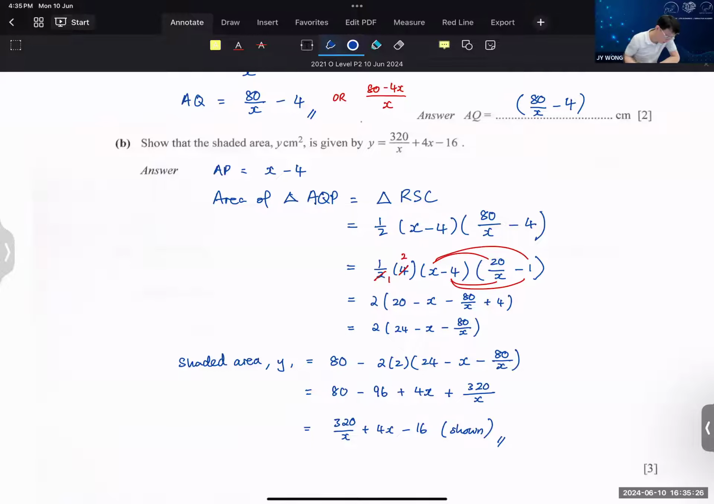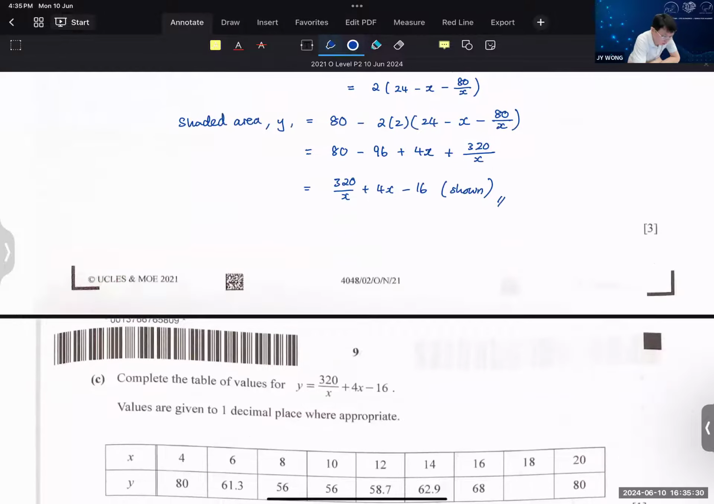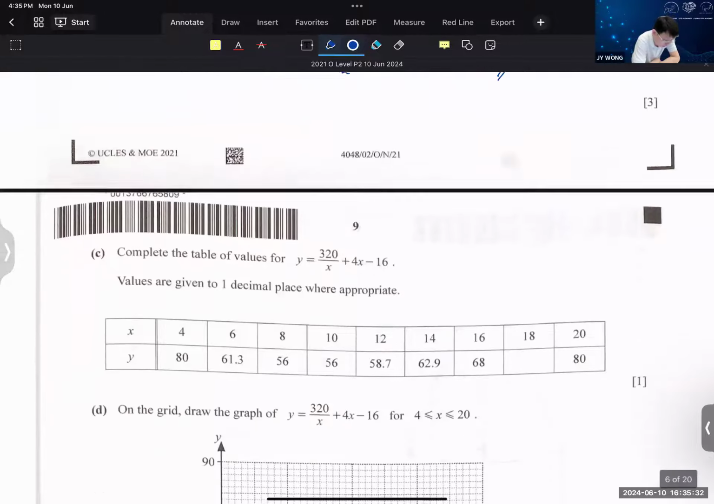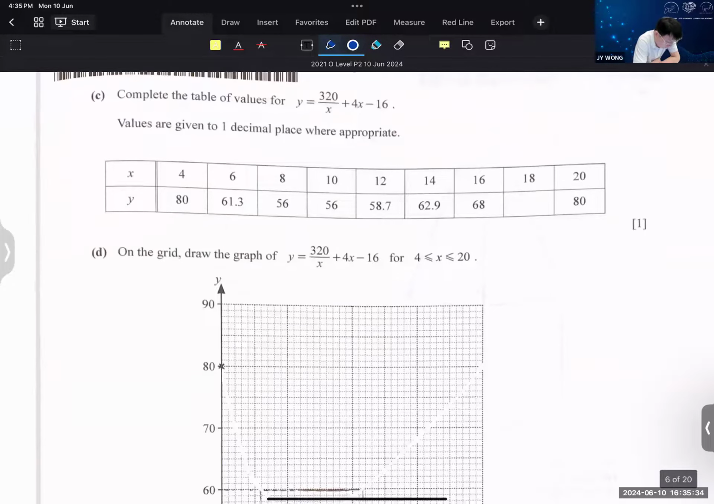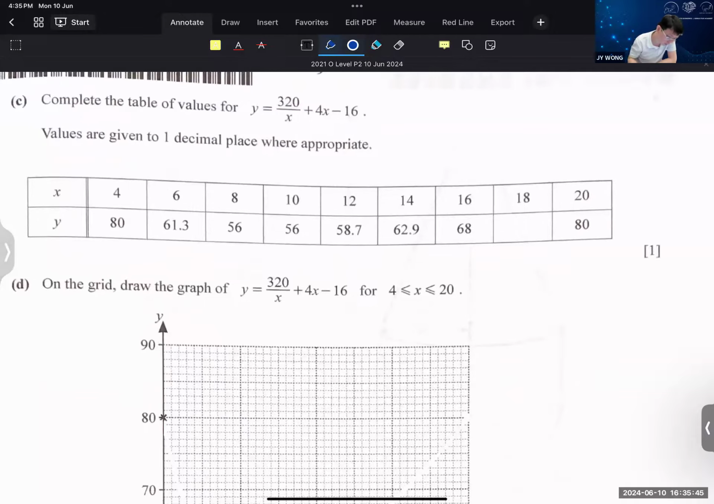Okay. Next, let's look at part C. They ask you to complete the table of values for this, and then ask you to draw out the graph. So what is missing? X equals to 18 has a missing y value. So you need to fill in the y value.